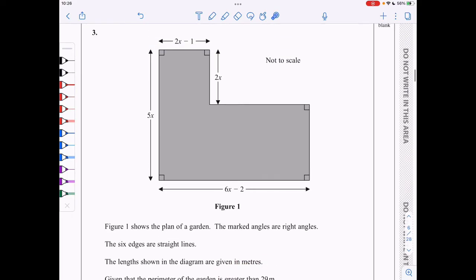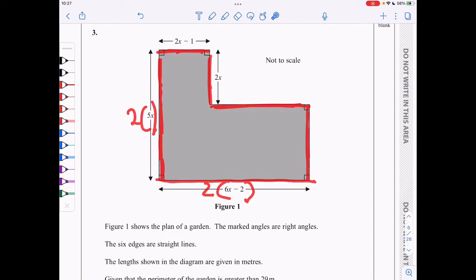Now, the perimeter is simply the sum of all of these, and instead of considering expressions for this side and this side, you simply need to observe that all of this length is 6x minus 2, which is exactly the same as the 2x minus 1 plus this part here. So if I just do 2 times this, I have the horizontal parts, and similarly for 5x, I'm going to be doing 2 times 5x to find the vertical parts, and adding everything up should give me the perimeter.